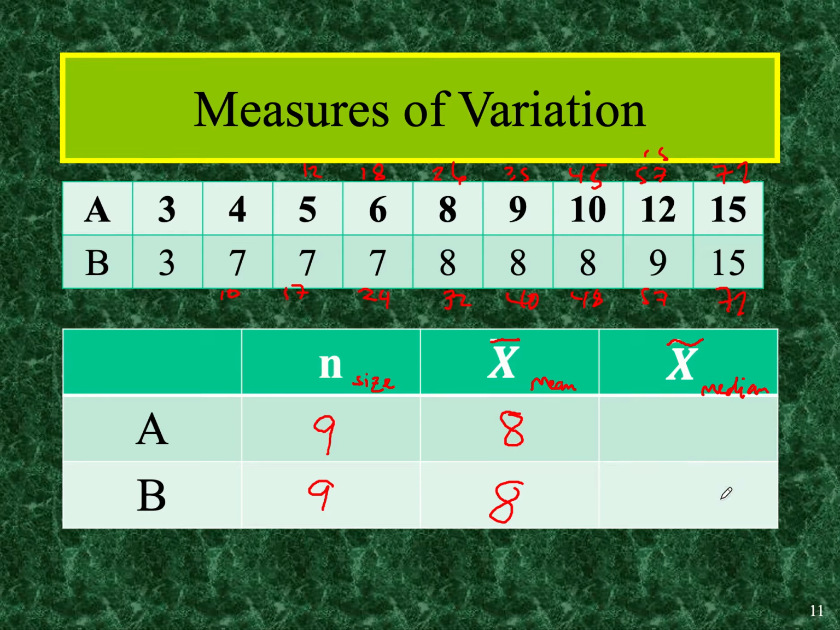Okay, next is the median. What's the median? What's the middlemost score? So good thing for us, it's actually already in an array. So the median is the middlemost score. Since it's 9, we just need to locate the middlemost score, and that's pretty easy to see that the median is both 8.